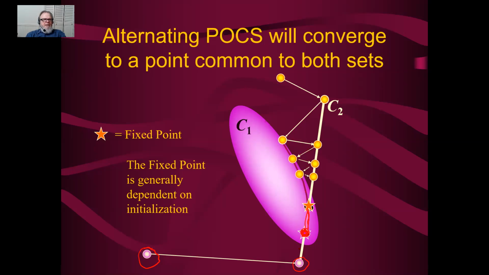Now the cool part is if you can show that there's only an intersection at a single point, in other words, the intersection of C1 and C2 is only a single point, then you will always converge to that endpoint no matter where you start, no matter what the initialization is. So that is a cool, I think, introduction to alternating projections onto convex sets.